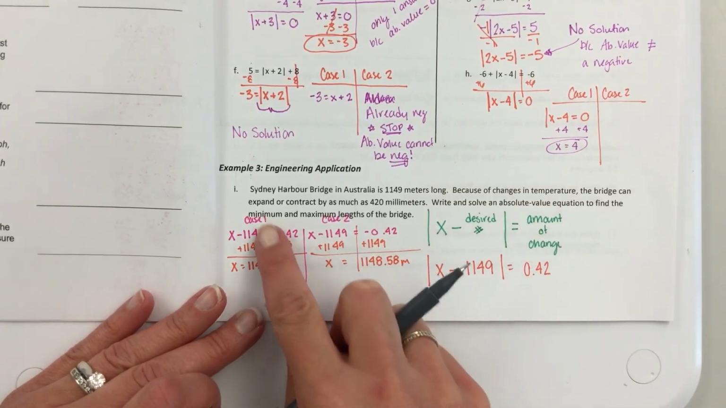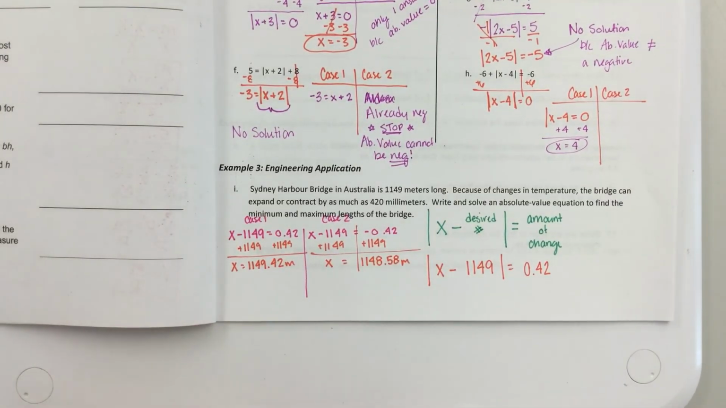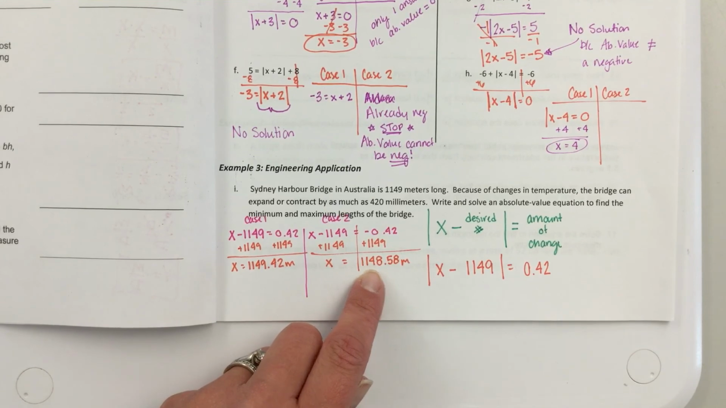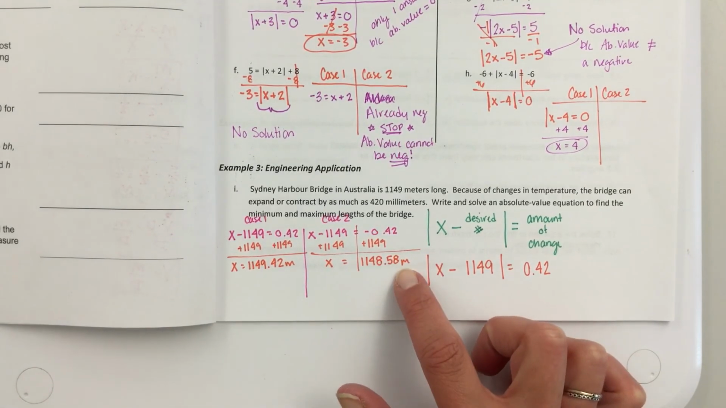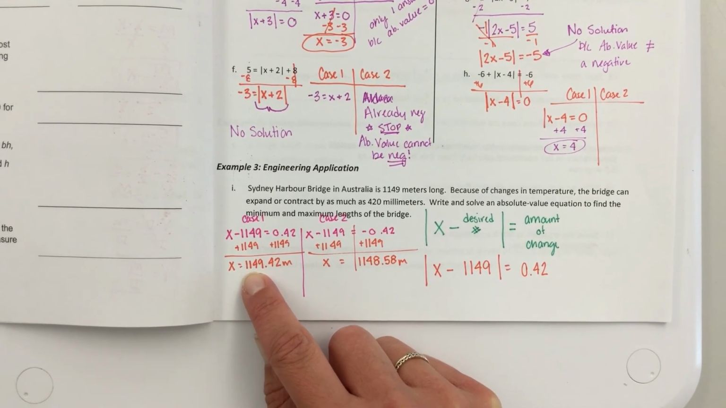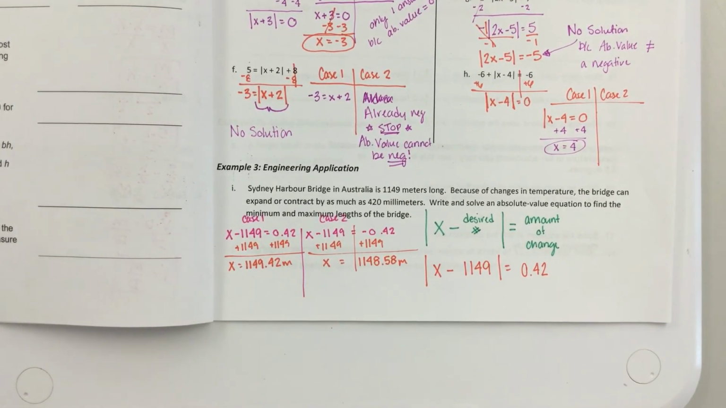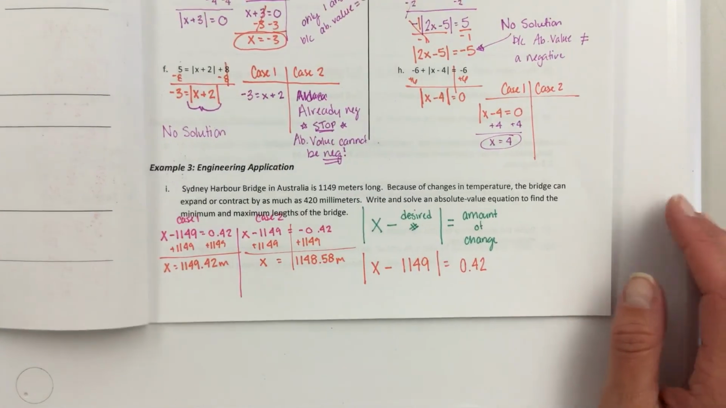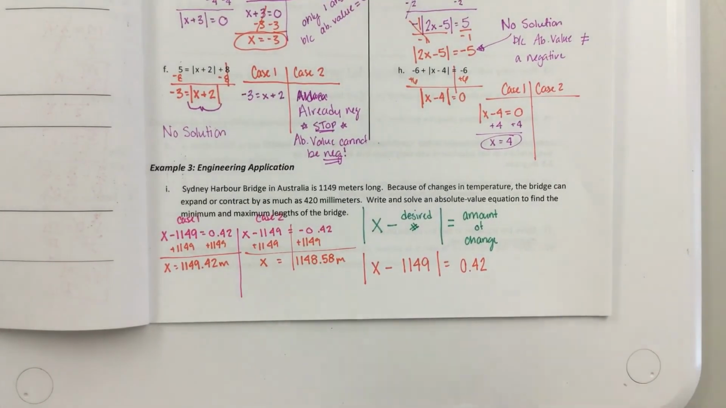It says the minimum and maximum lengths of the bridge. Well, if the bridge contracted, it could be as short as 1,148.58 meters, and if it expanded, it would be as big as 1,149.42 meters. These absolute value expressions are very important when people are building or manufacturing things, and they refer to these as tolerances a lot of times. The cool thing is with absolute value, it can be programmed in there.